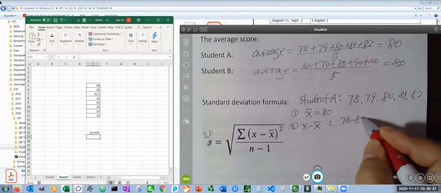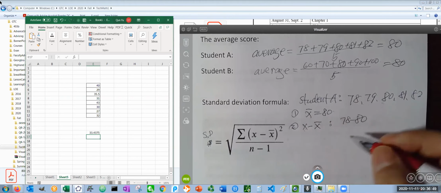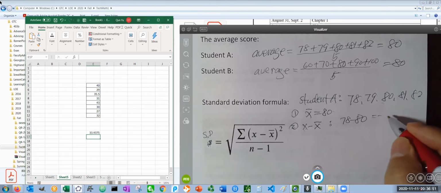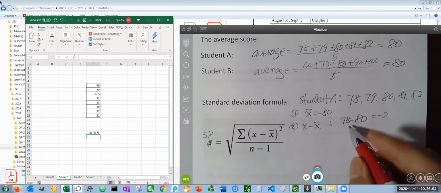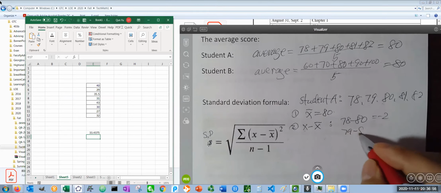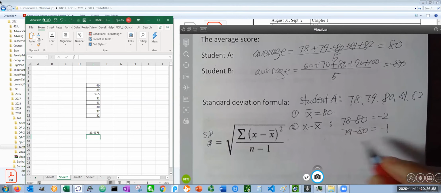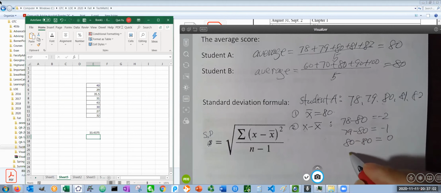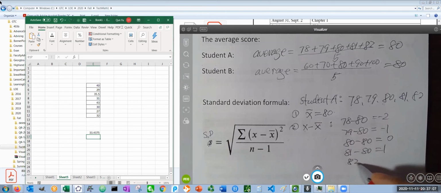78 minus 80, so we subtract the average, equals negative 2. 79 minus 80, that's negative 1. 80 minus 80, that is 0. 81 minus 80, that's 1. 82 minus 80, that is 2.